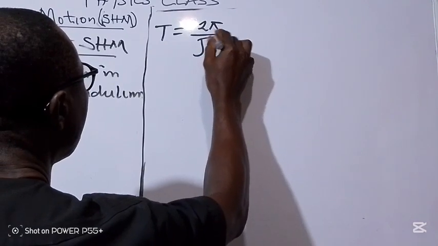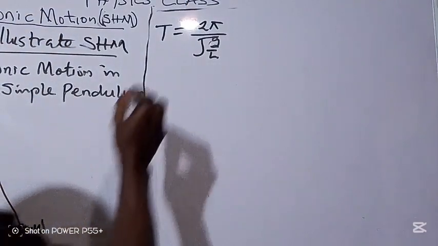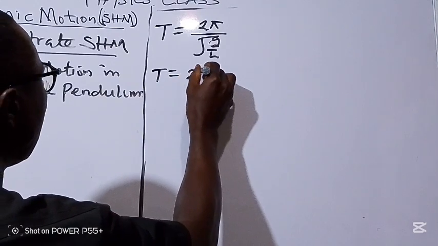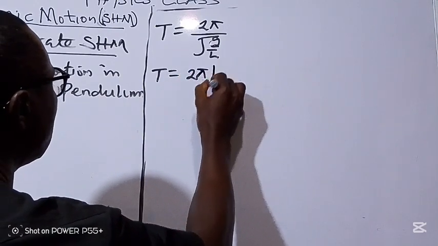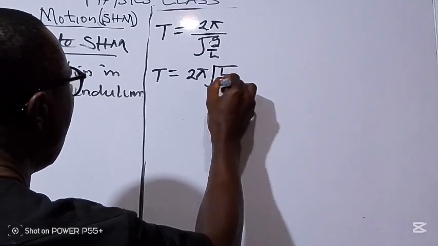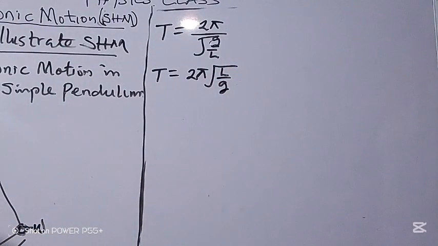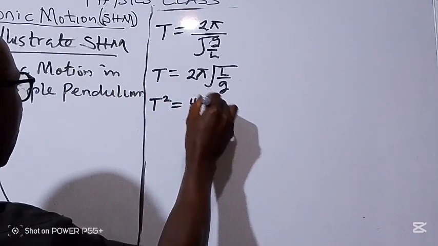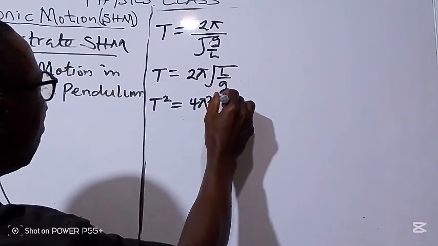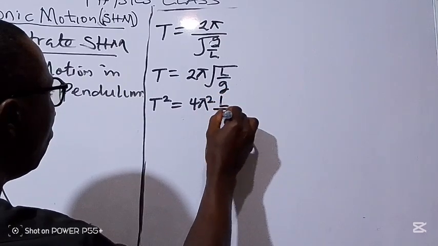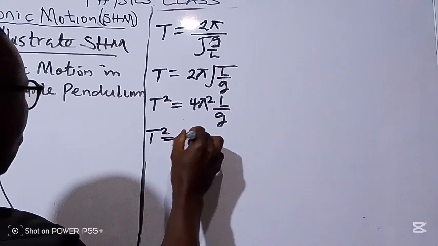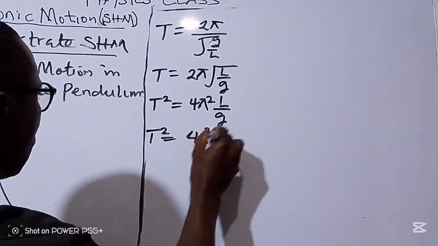Then we are going to have T equal to 2 pi times the square root of L over g. If you square both sides, we are going to have T squared equal to 4 pi squared multiplied by L over g. So we are going to have T squared equal to 4 pi squared over g times L.